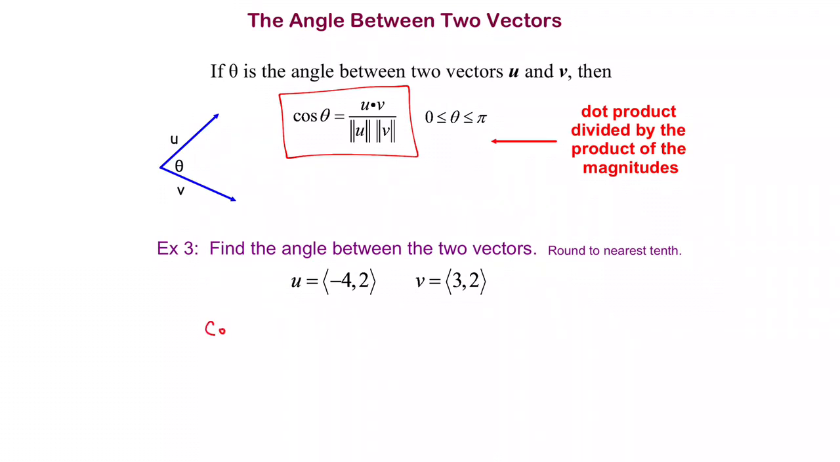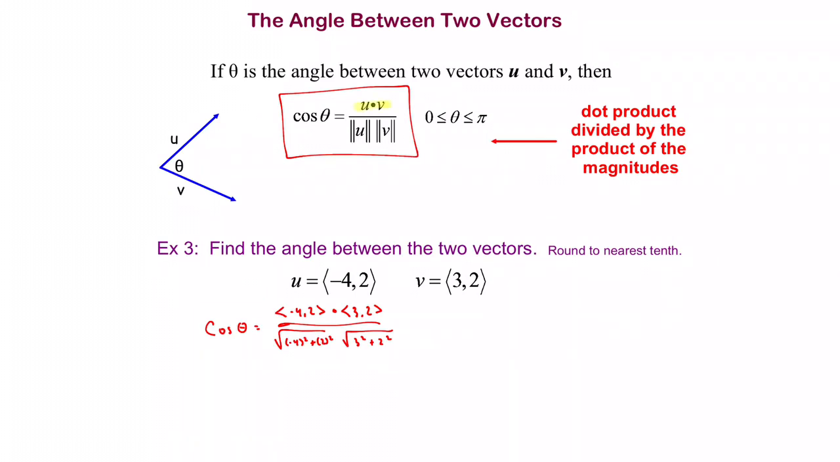So we have cosine of the angle, which is what we're trying to find, is equal to the dot product of negative 4, 2 and 3, 2, divided by the magnitude of each of those. So that'll be the square root of negative 4 squared plus 2 squared times the square root of 3 squared plus 2 squared. So if you want to do these three parts separately and then put it all together, that's fine.